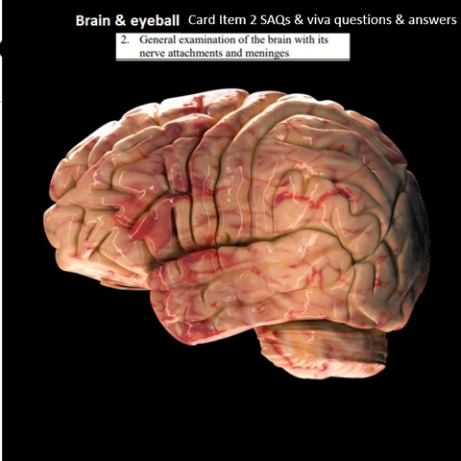Nerve supply of the dura mater: by all three divisions of the trigeminal nerve, vagus, sympathetic nerve, and upper three cervical nerves.